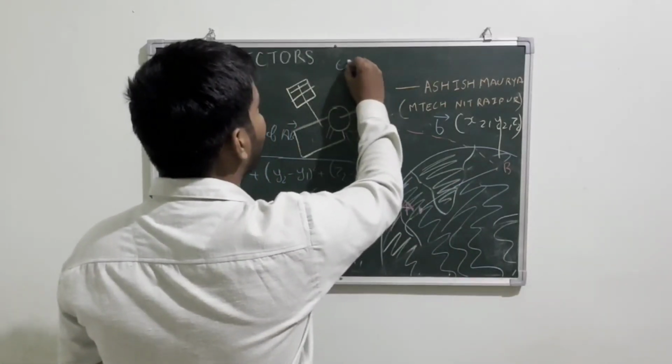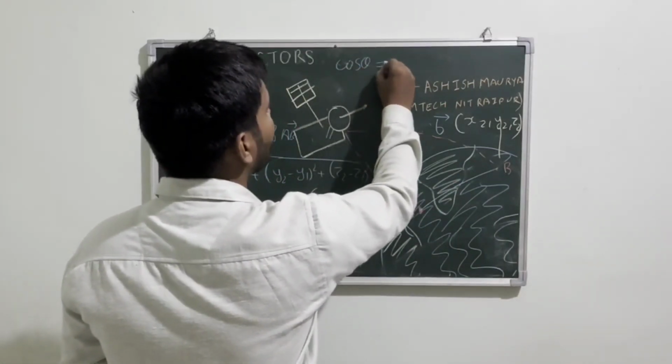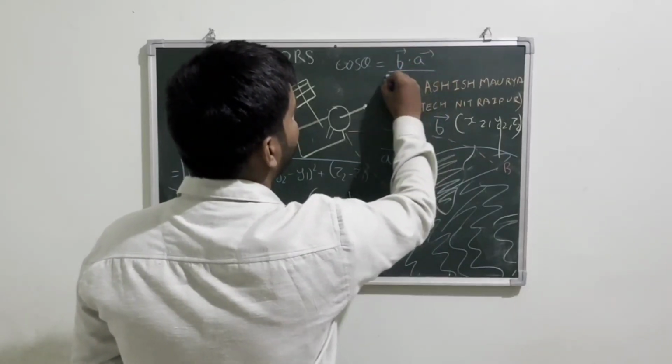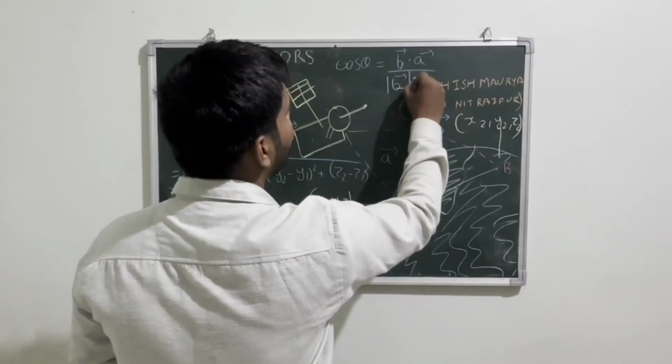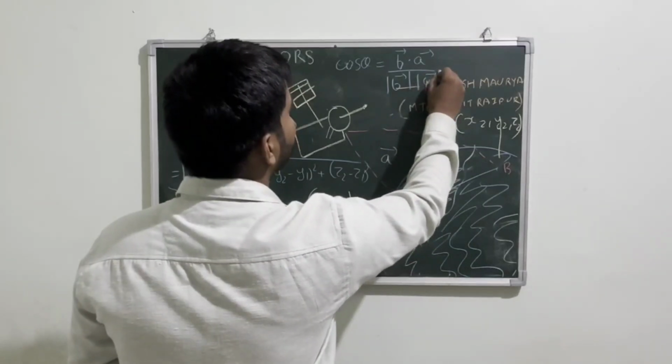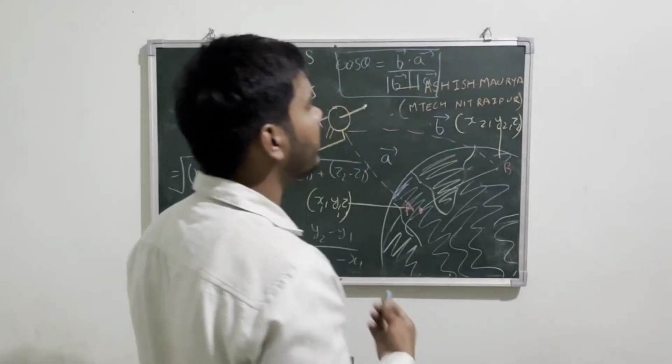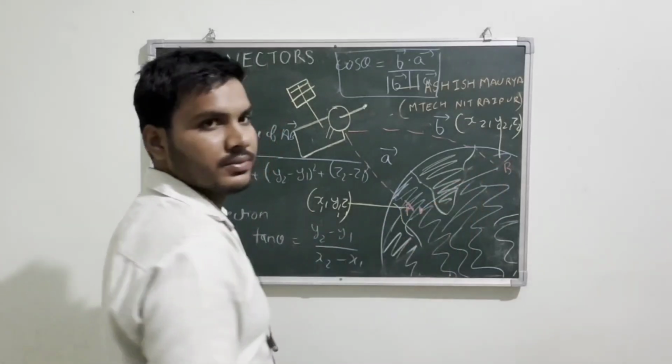So to determine the angle, we can generally denote cos theta is equal to B vector multiplied by A vector upon magnitude of B vector multiplied by magnitude of A vector. So this formula can be used to find the direction between the two vectors A and B.